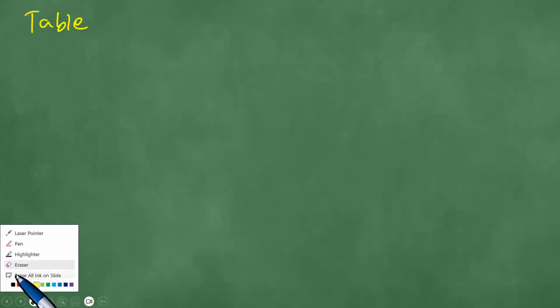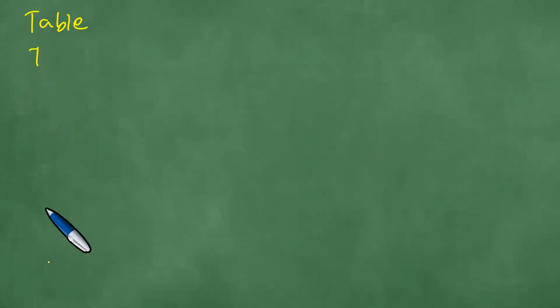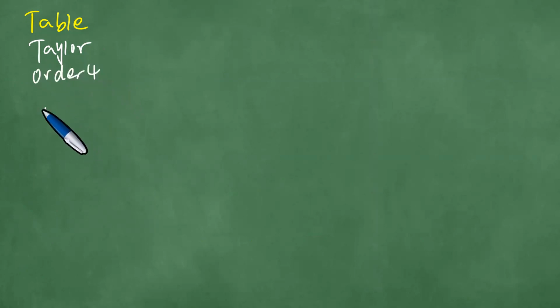So we draw a table. This table is going to have the values of the Taylor order 4. If it's Taylor order 4, then we're going to have a couple of these. Let's do Ti, then we're going to do Wi. If one wishes, you can call this Yi, like we were calling it previously in the memos.